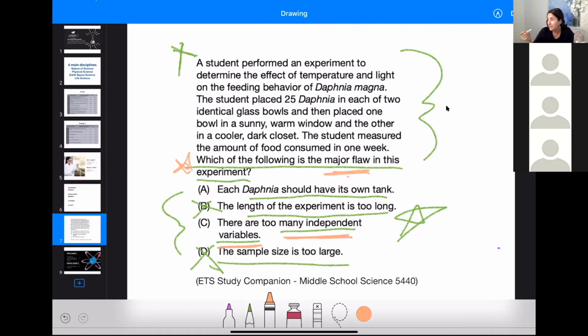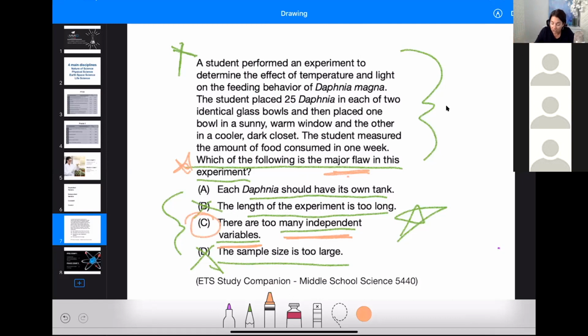Well, let's say I don't know. It's too much for me. I don't know. Go with the answer choice that has the words associated with nature of science, because you know this is a nature of science question. I'm going to go with C because it has that independent variable, and that goes with nature of science.